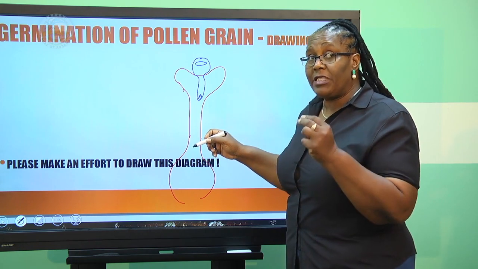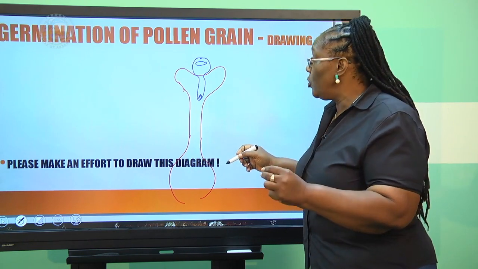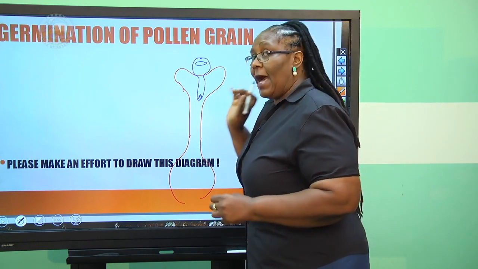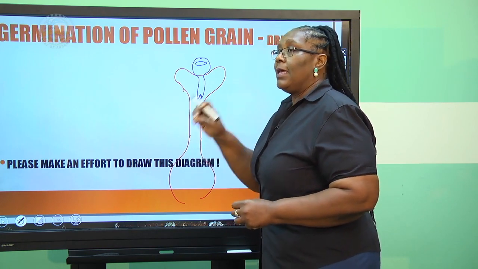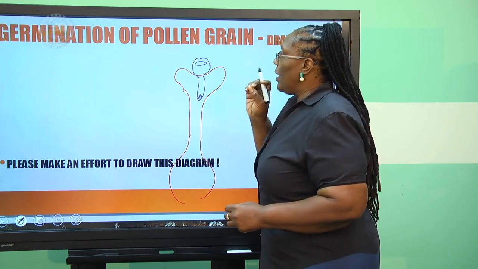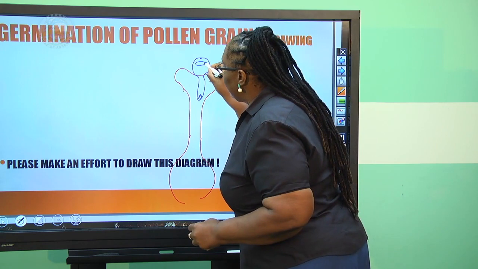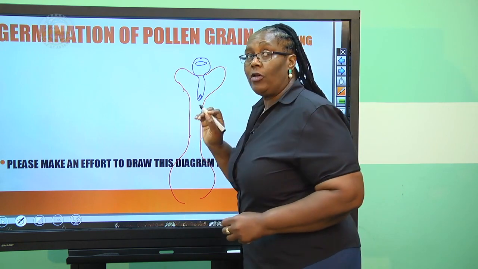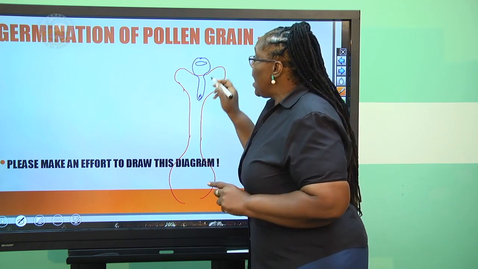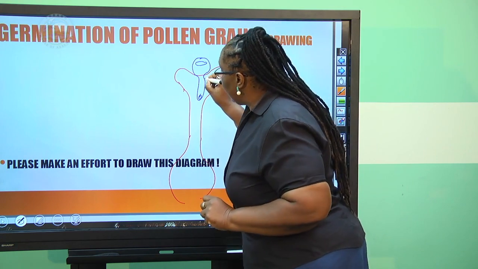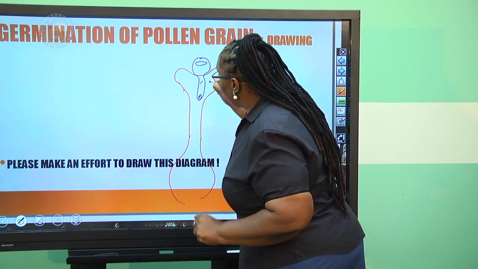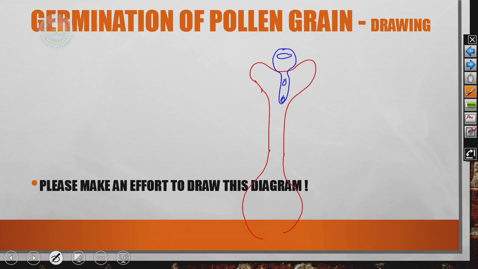One is solely responsible for the formation of the germ tube, and the other one contains the male gamete. What happens now is that this will further carry out the process of mitosis and form two cells. So you'll have two nuclei, and they will actually form two cells. So this one will be no more because this would have gone through the process.